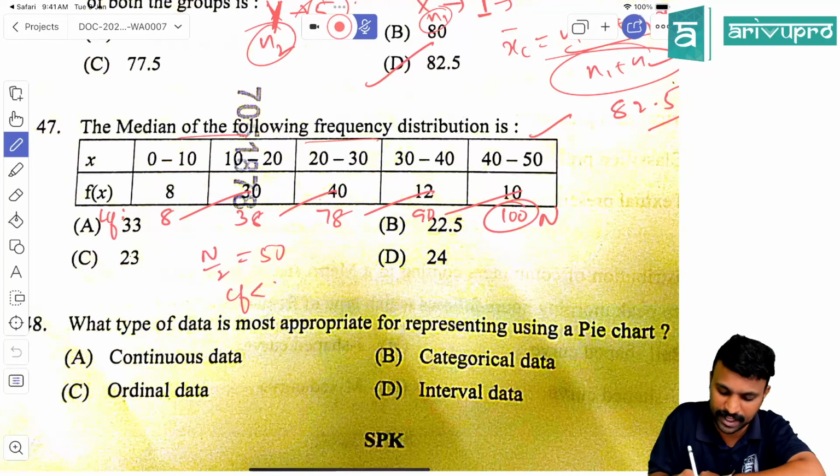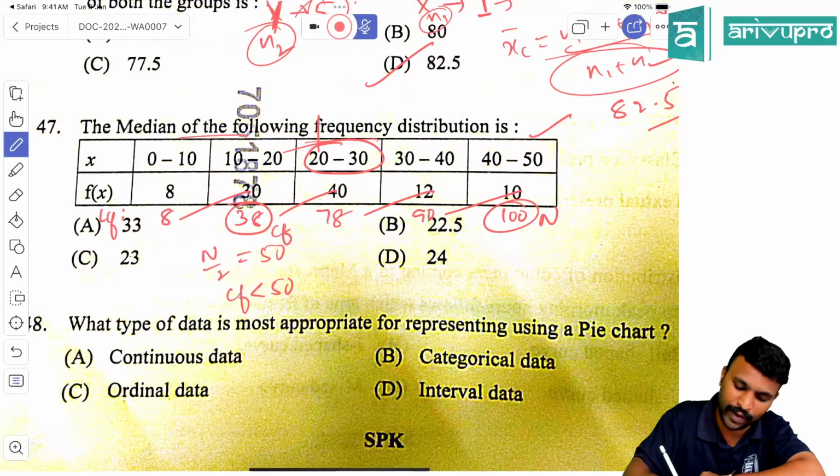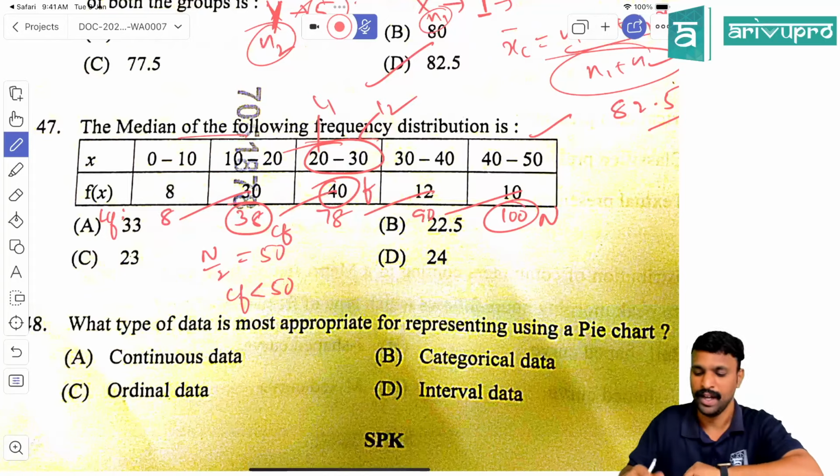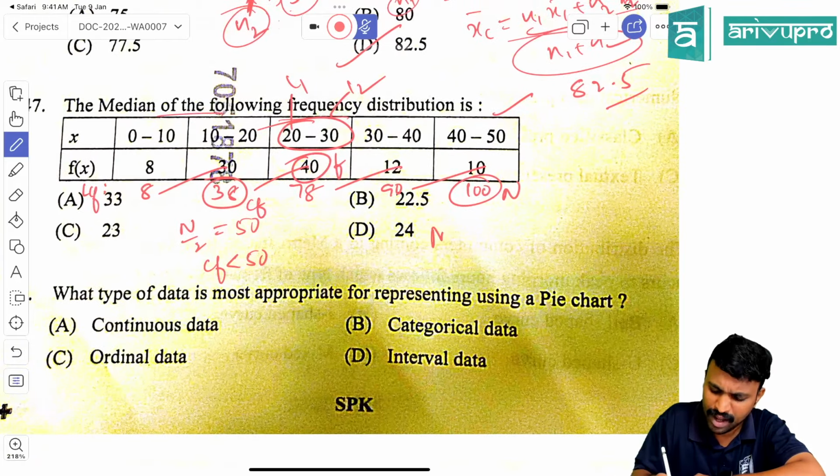Mark the CF which is just less than 50. Which CF is just less than 50? 38. And the class next to it is the median class. So 20 is L1 and 30 is L2, and the frequency of that class is F. Now, what is the median? Median is L1 plus N by 2 minus CF upon F into C.